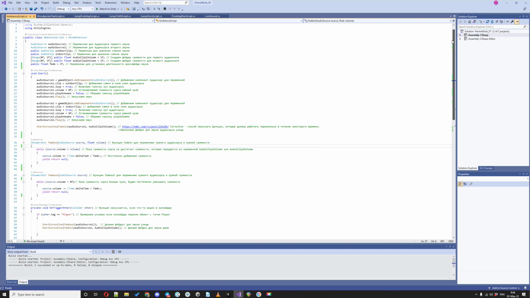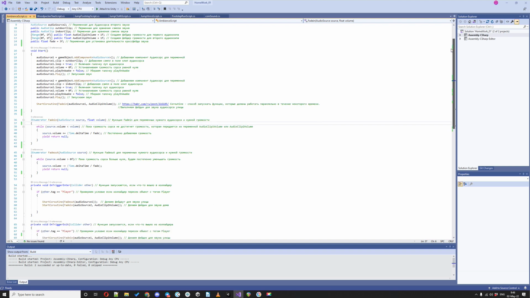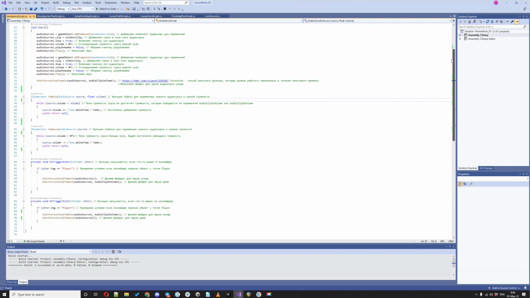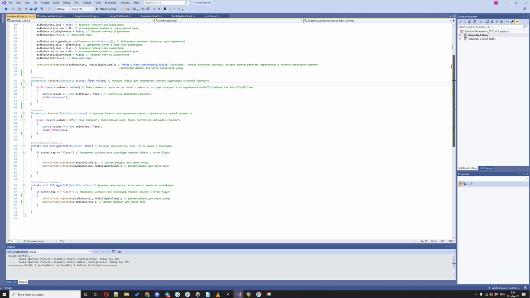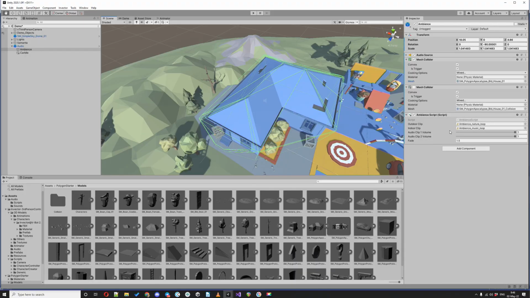While the character, that is, the controller, is outside, we hear the nature ambient. When he enters the house, that is, into the collider, we hear music. When the controller leaves the collider, we hear the nature ambient again.